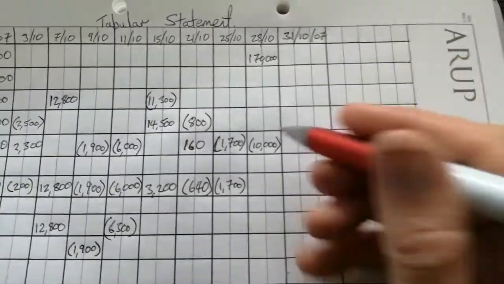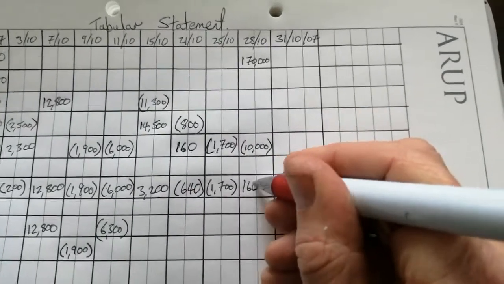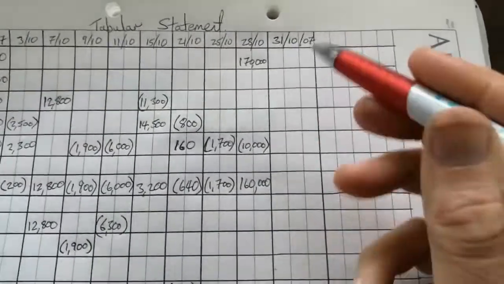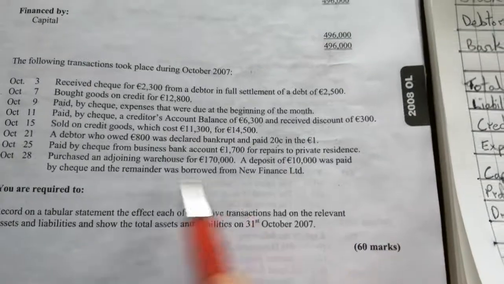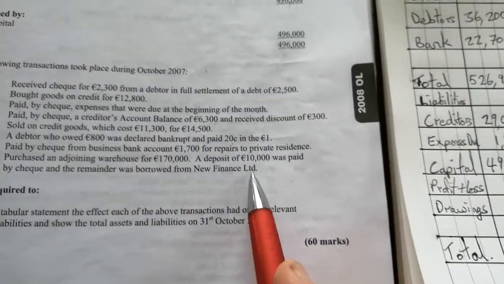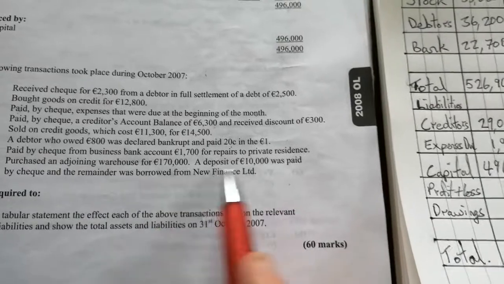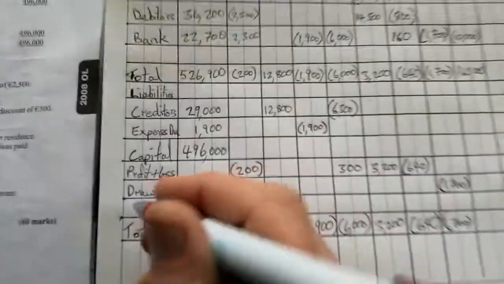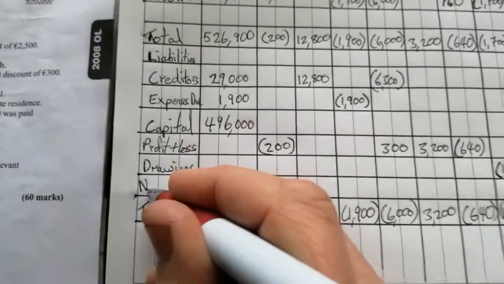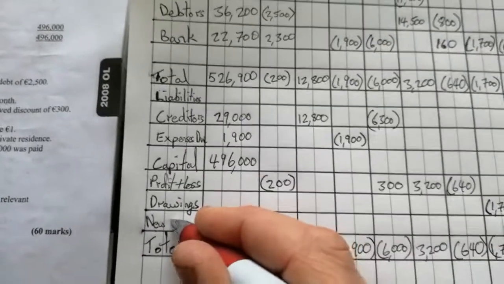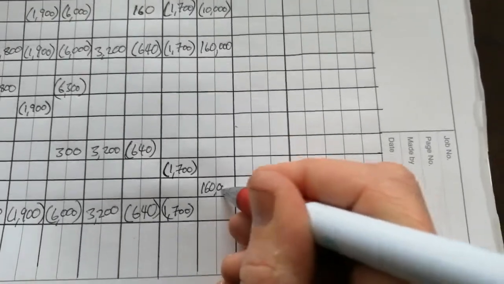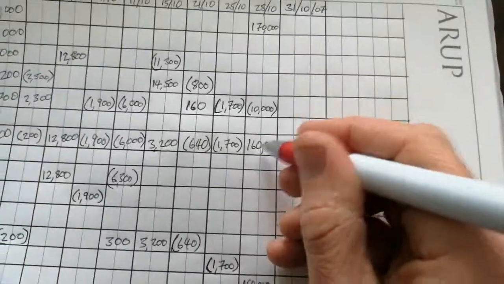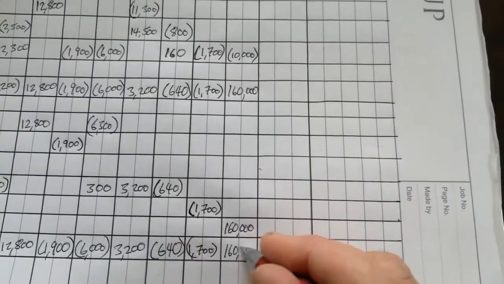Now, if I were to add these two together, I would get a plus 160,000 in the assets section. But your liabilities must also go up by 160,000, and that's where we must add a new one in. It was paid by cheque, and the remainder was borrowed from New Finance Limited. So the remainder is 160,000, and it was borrowed from this finance company. So that's a new liability or a new debt you have to put in here. We'll call it New Finance Limited. And it's 160,000 this debt is. And then our totals are, well, I've already totaled that one. This one is going to be a total of 160,000 also.